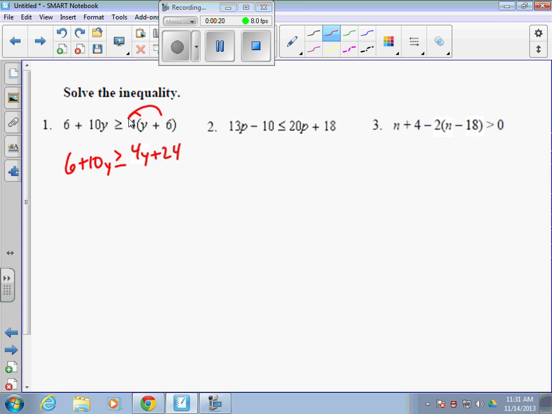Now put all your y's on the same side. Get rid of positive 4y by subtracting it on both sides, and you have 6 plus 6y when you subtract 4y from 10y. Get rid of positive 6 on both sides by subtracting it, and you have 6y is greater than or equal to 18. Then get rid of 6 times y by dividing on both sides. Y is greater than or equal to 3.